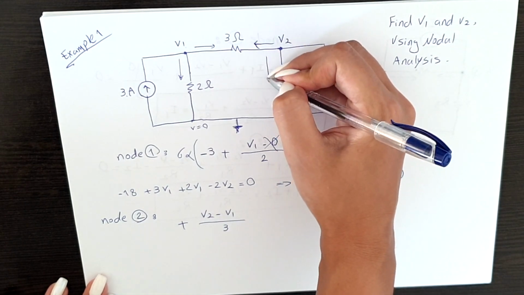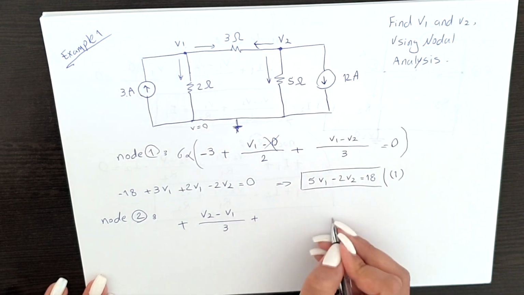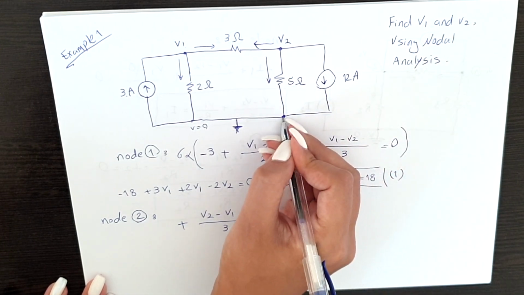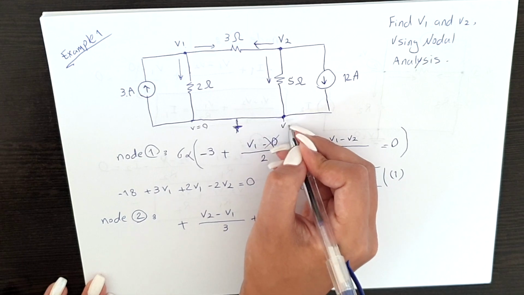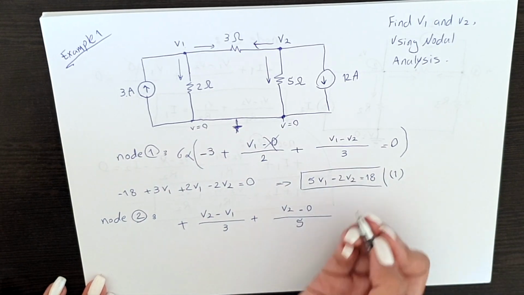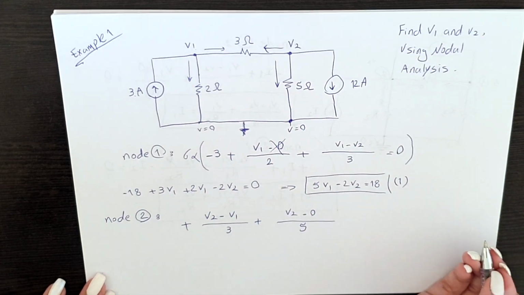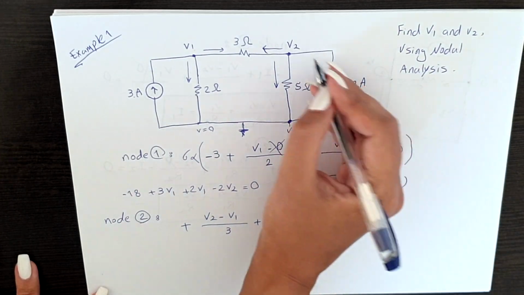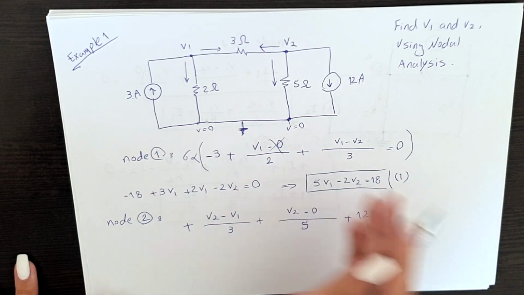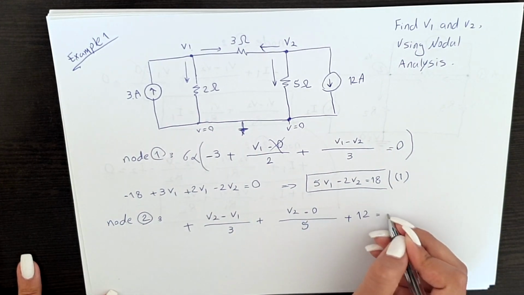Here again we say the direction is here. Plus V2 minus V in here. What's the V in here? It's connected to the earth, so V in here is also 0. V2 minus 0 over 5. Here we have a current, we don't need to calculate anything. The current is going away from the node, so it's a plus 12 ampere. We don't have any more branches, equal to 0.